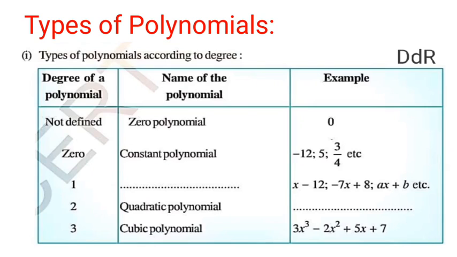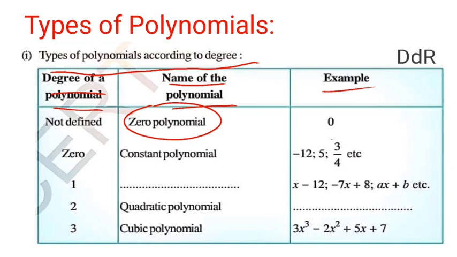Next topic is types of polynomials. Types of polynomials according to degree. Based on degree, what are the types of polynomials we are going to discuss in this table? First column, degree of a polynomial. Second column, name of the polynomial. Third column, example.